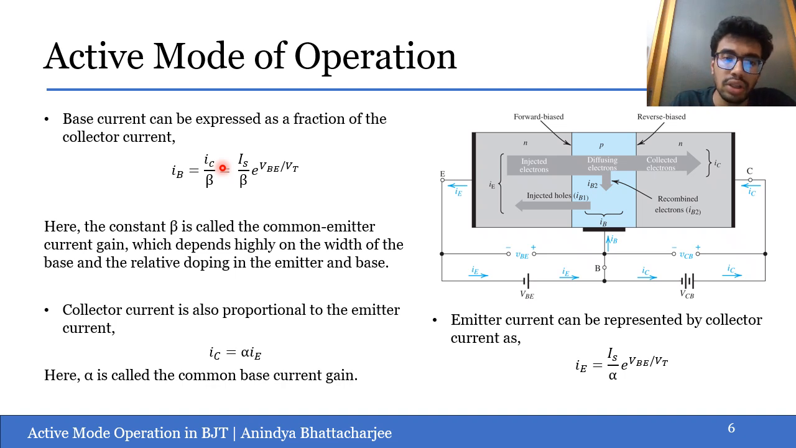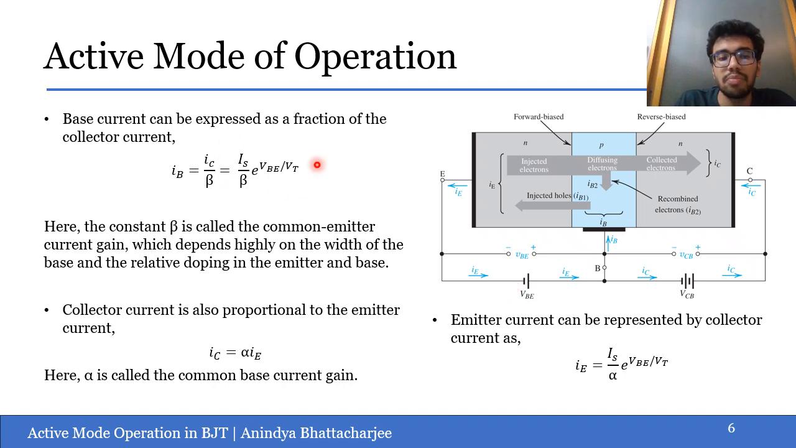And we call beta the common emitter current gain, and this common emitter current gain depends highly on the width of the base and the doping level ratio of the emitter and the base. We can also physically validate that it's intuitive that if the width of the base is very high, then fewer electrons will be swept into the collector region, so the collector current will be smaller and the base current higher, so beta would be lower. Similarly, if we increase the doping level of the base, beta would also be lower, right?